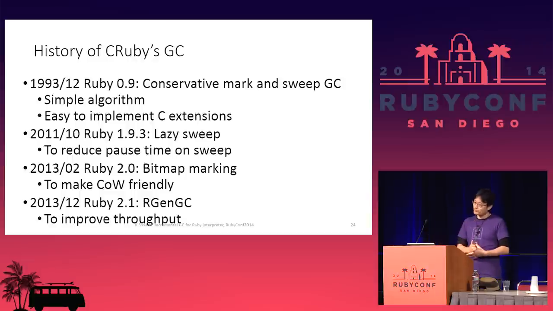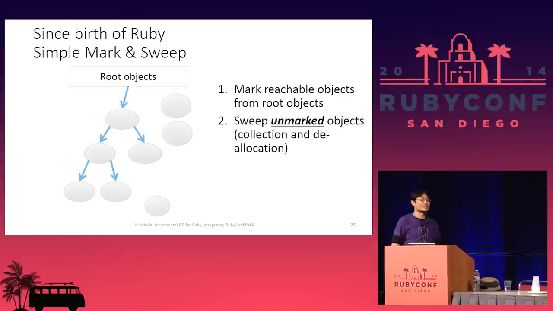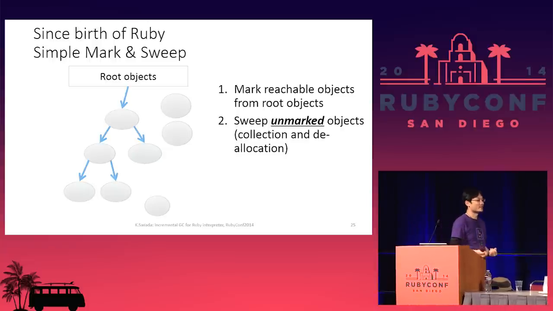In Ruby 1.9.3, we introduced lazy sweep, and Ruby 2.0 introduced bitmap marking to make it copy-on-write friendly. And in Ruby 2.1, last year, I showed this generational garbage collection. So this is the current status of the garbage collector: we now have generational garbage collection. To introduce how to make an incremental GC, I need to show you how such garbage collectors work.